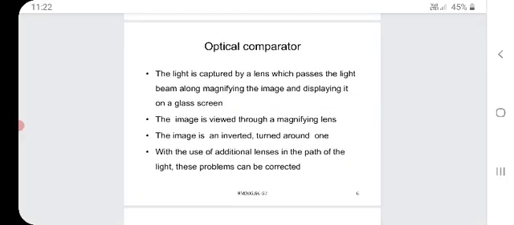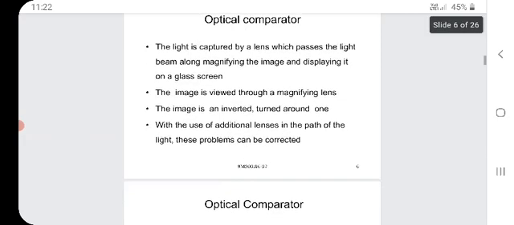The light is captured by a lens which passes the light beam along, magnifying the image and displaying it on a glass screen. The image is viewed through a magnifying lens. The image is an inverted, turned around one. With the use of additional lenses in the path of the light, the problems can be corrected.